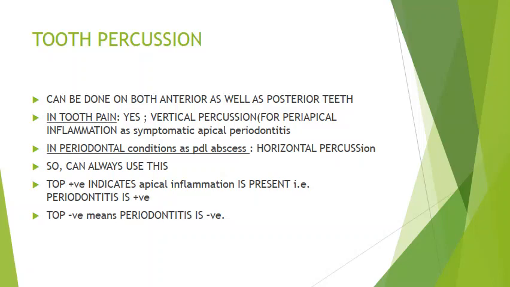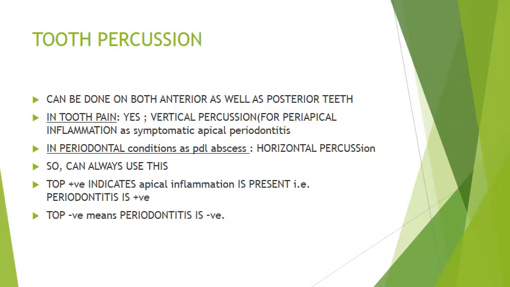This option can be chosen for both the periodontal and the tooth pain, because it is not generally specified which kind of percussion you are doing. So it can be done on anterior as well as posterior teeth. If we see the case history, it can be done on both. In tooth pain, you can do it for asymptomatic apical periodontitis. In periodontal conditions such as an abscess, horizontal percussion can be done. So we can always use this.